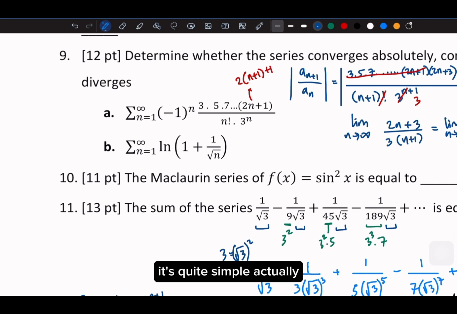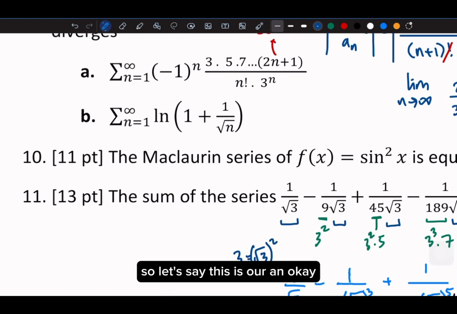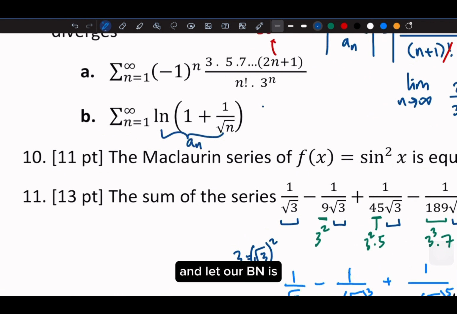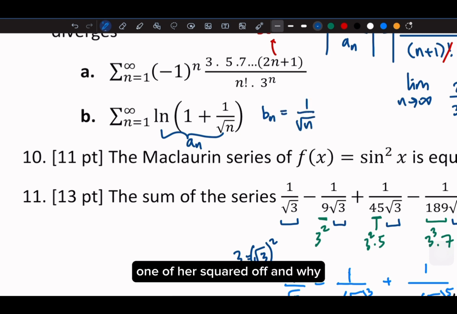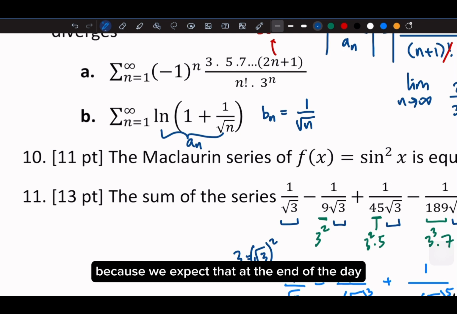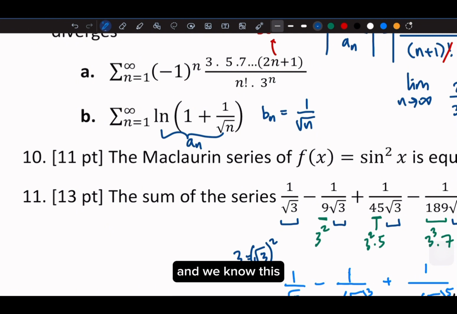It's quite simple actually. So for the limit comparison test, let's say the whole thing here is our an. And let our bn be 1 over square root of n. Why? Because we expect that at the end of the day, we are going to be canceling each other. And we know this series, right? This diverges, right? So we are expecting that perhaps this also diverges, okay?